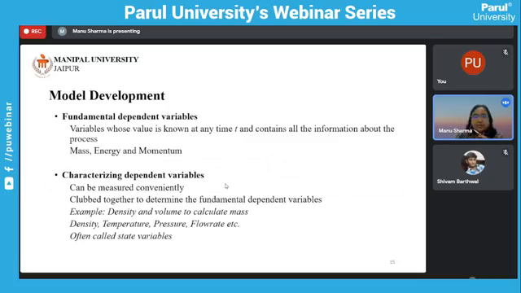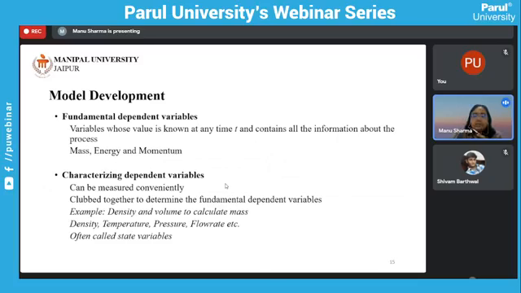After we have identified the system and marked the system boundary, then comes what parameters and what variables are involved. There are two types of variables. One is the fundamental dependent variable. These are the variables whose value is known at any time and they contain all information about the process. The basic variables are mass, energy, and momentum. Chemical engineering deals with mass balances, energy balances, and momentum balances.